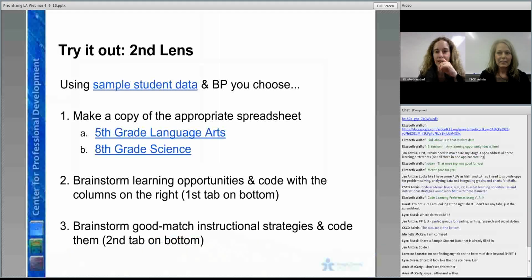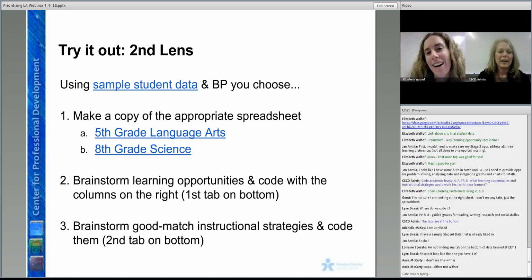Let me see here. This is what's causing the problem. We have this student data sheet, and they're looking for tabs on the student data sheet. There's only tabs on the language arts spreadsheet or the science brainstorming sheets. That's why we're confusing people.